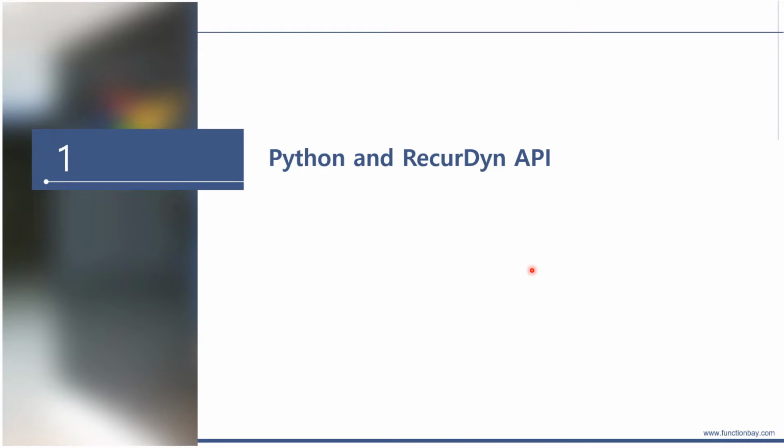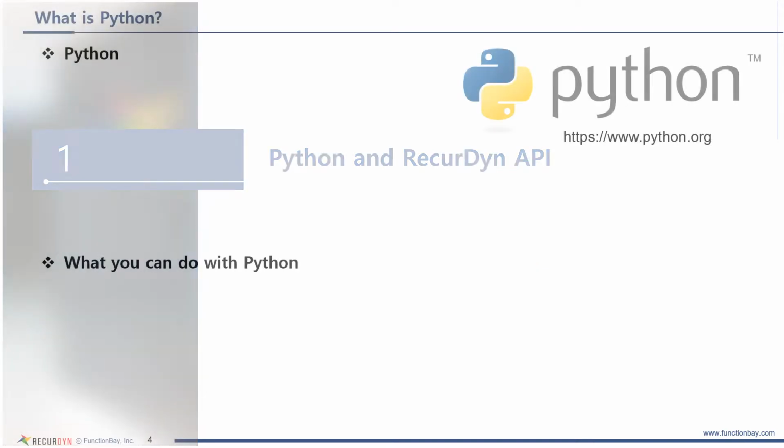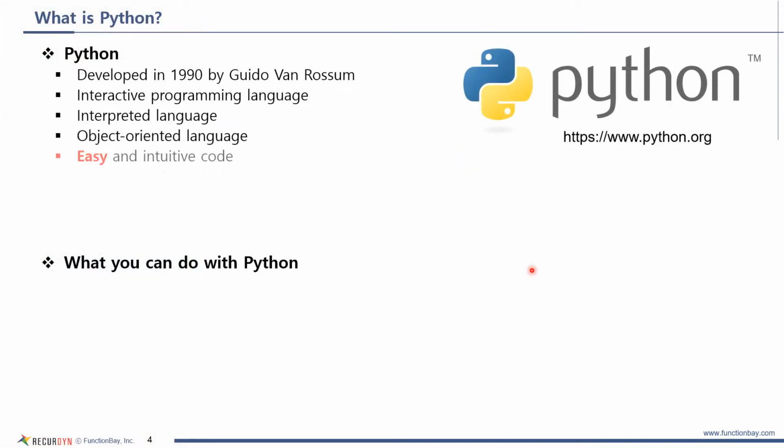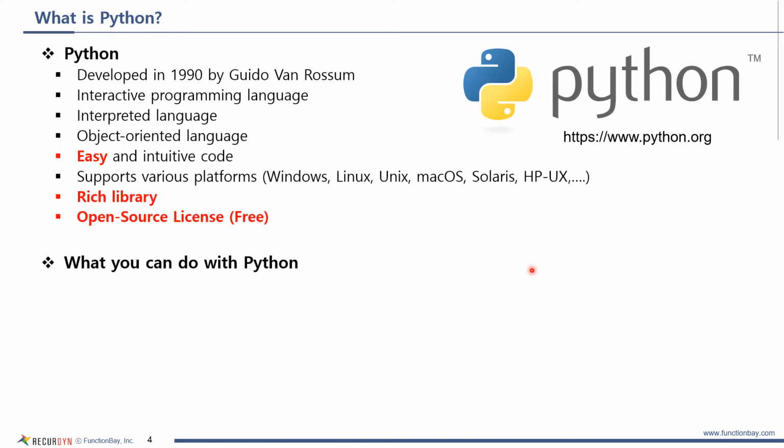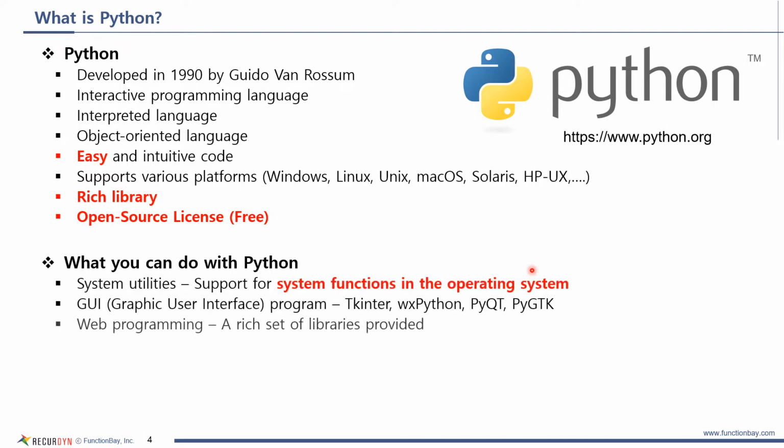First, let's start with the introduction to Python and the RecurDyn API. Python is an interpreted language developed by the Dutch programmer Guido van Rossum in 1990, and is one of the most widely used script languages today. Python's great advantage is its easy syntax, and its extensive libraries allow it to perform a wide range of tasks. The open source license is also one of the great advantages. Python can perform a variety of functions as shown here.